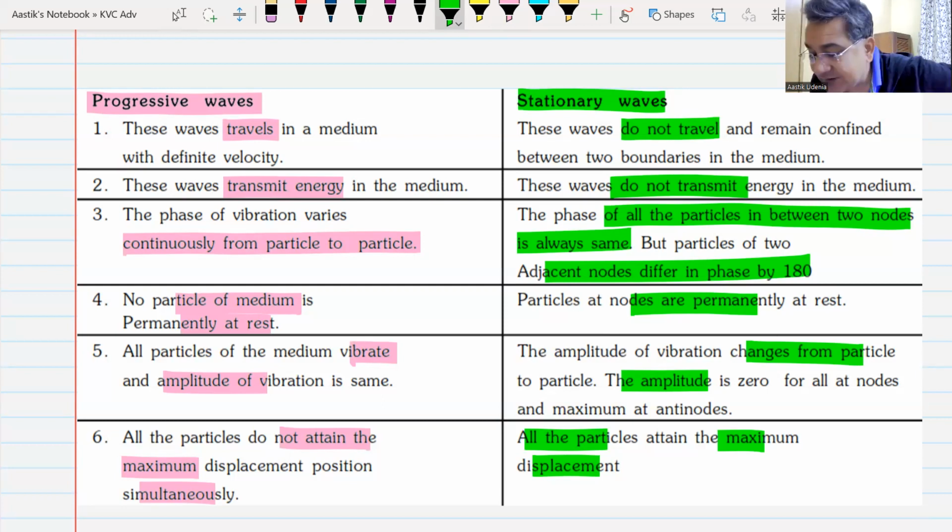So this basically encompasses everything that we have learned in progressive and stationary waves. I'll give you 2 minutes to note this down. Anyone has any doubts on this? No, sir. 2 minutes to note it down.